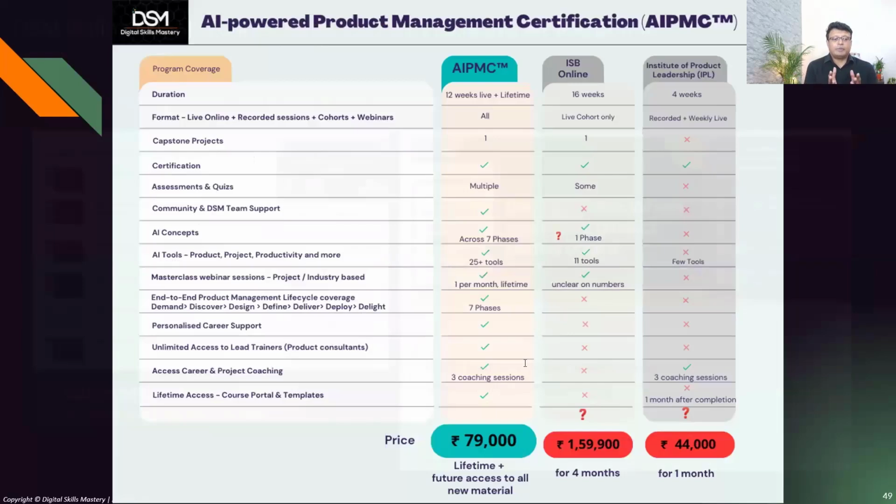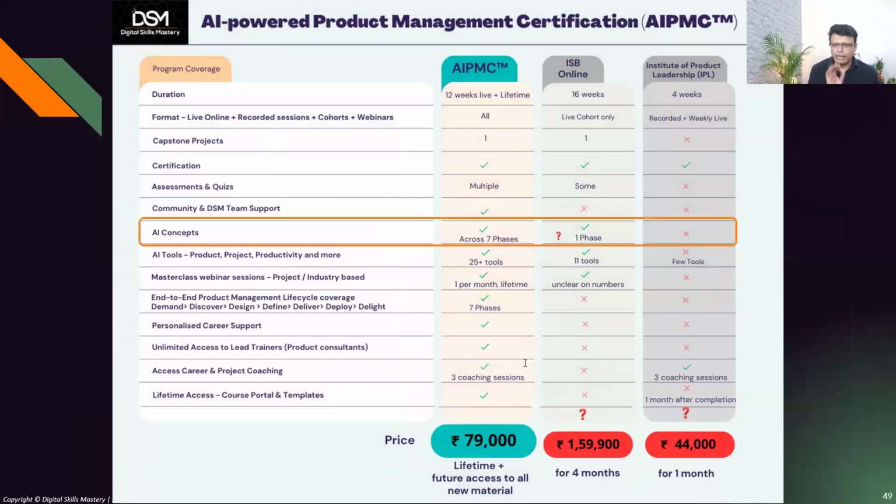Now, here's how AI PMC program compares. We have put in a few competitors of us in the market. We are also researching some international ones like Product School. We will put that also over here. Now, while other programs are either shorter or limited in access or are definitely very expensive, AI PMC gives you a lifetime access, a 7-phase coverage, and more than 25 tools that you will practice with.